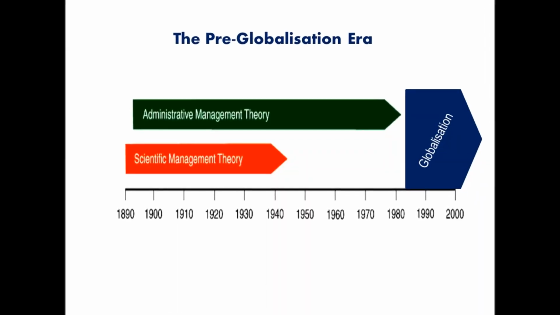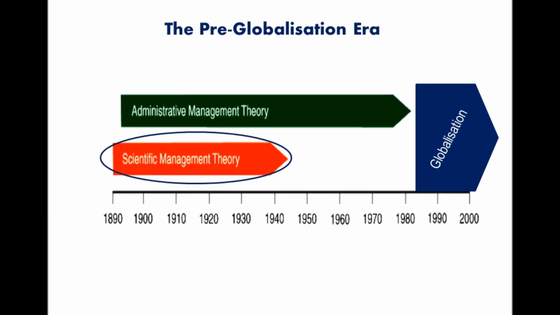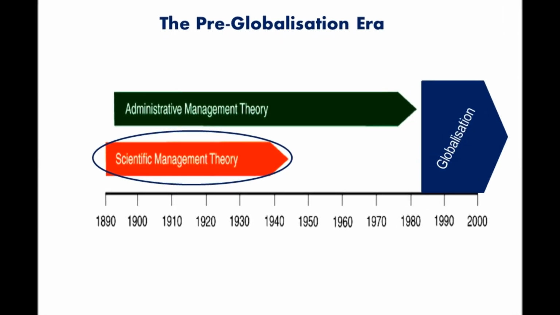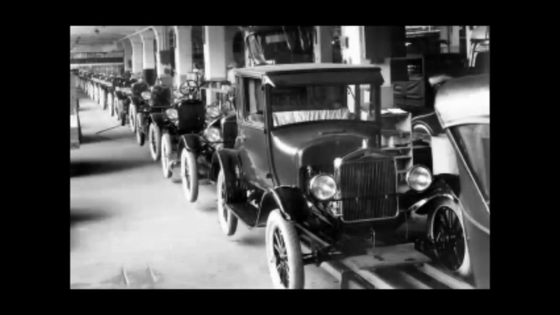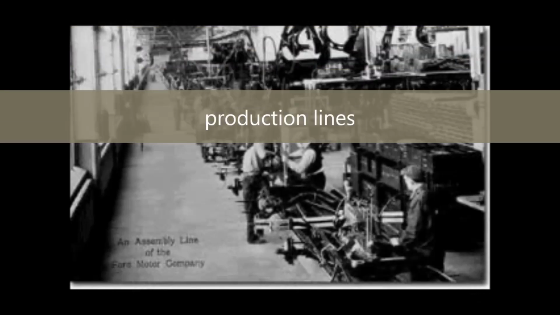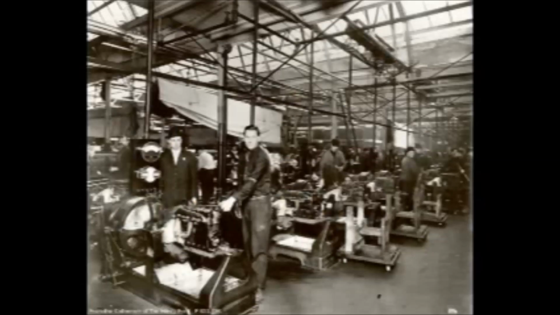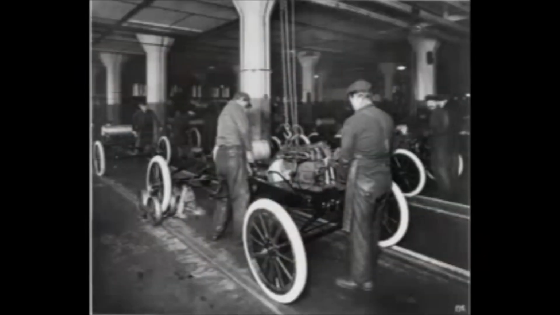The first era we are going to look at is scientific management, also called Taylorism. It stretches from the 1890s to the middle of the 20th century. The key objective of this theory was to improve economic efficiency, which started in the production lines of the leading US factories. It was a way to apply science into the engineering and management.